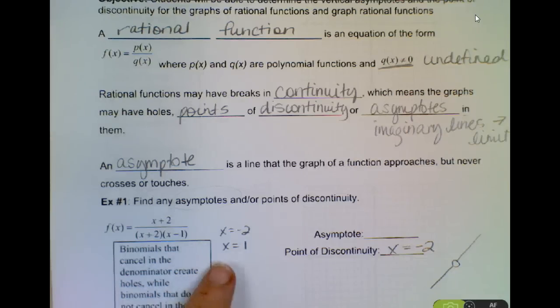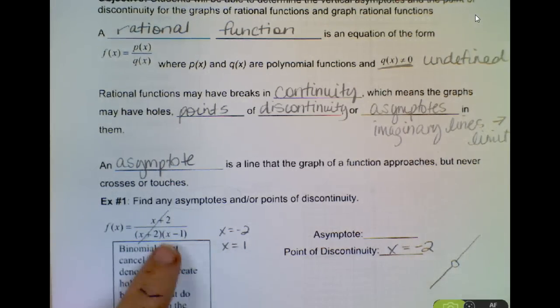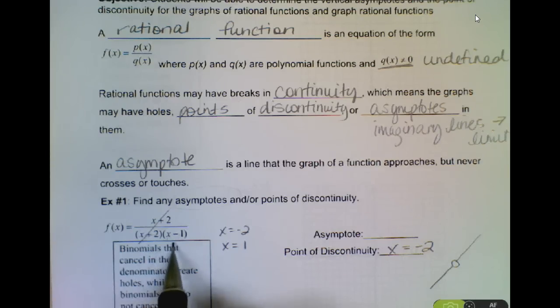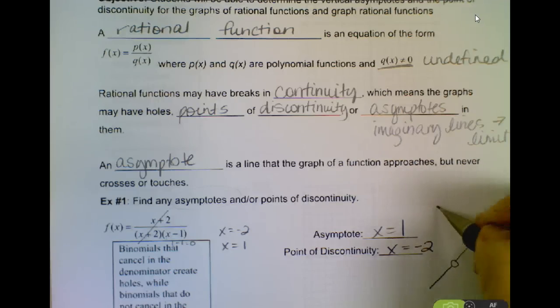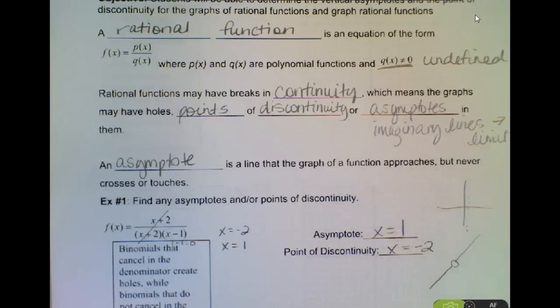Okay? For this, since even with canceling that out, we still have x minus 1 on the bottom. If I plug in 1 here, 1 minus 1 would equal 0. That gives me a 0 on the bottom, which is undefined. So we would have an asymptote at x equals 1. That means when we graph that, we would have this imaginary line at 1 that our graph would approach, but it would never cross over.